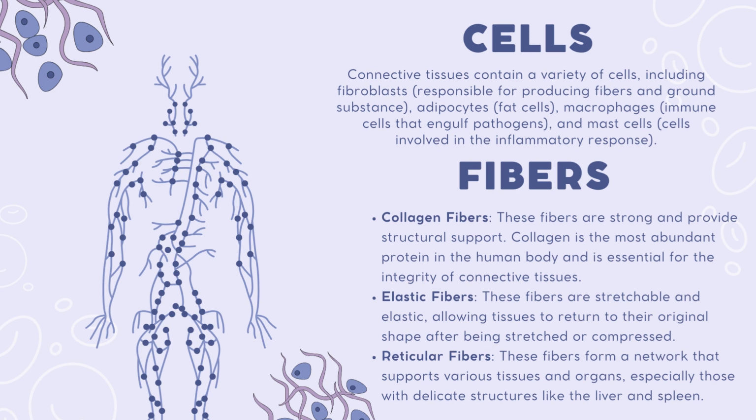Fibers for connective tissues. You have collagen fibers. I'm sure you all have heard about collagen. Collagen keeps the skin tight. So when we start talking about the skin, and when we're talking about bones as well, collagen plays a key role. These fibers are strong and provide structural support. Collagen is the most abundant protein in the human body and is essential for the integrity of connective tissues.